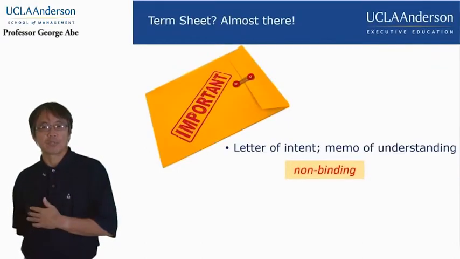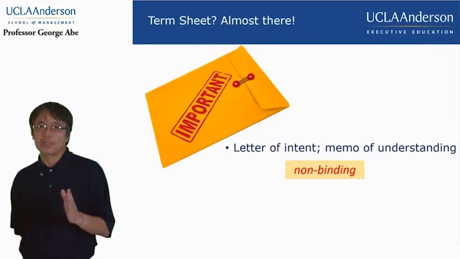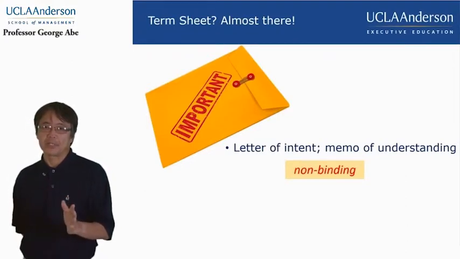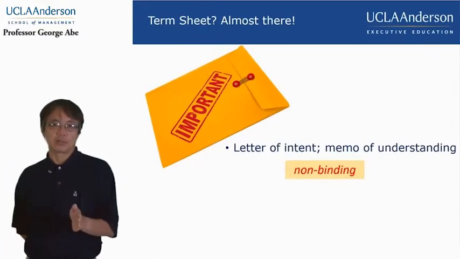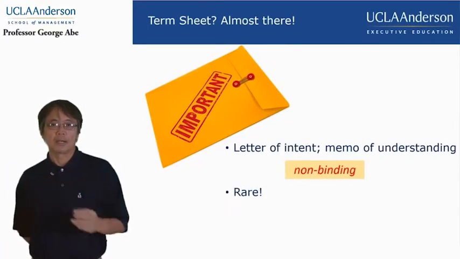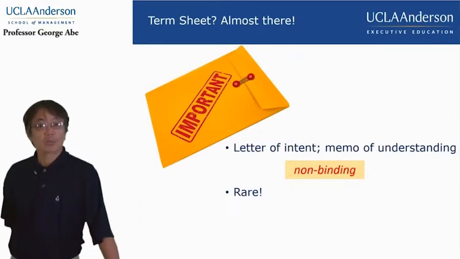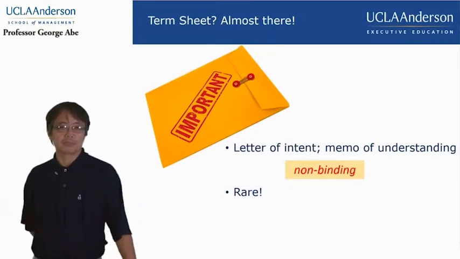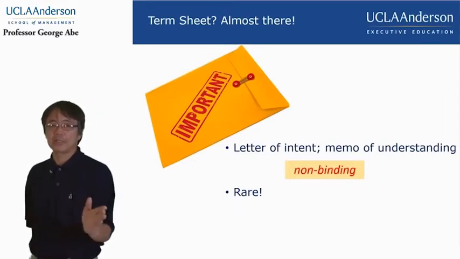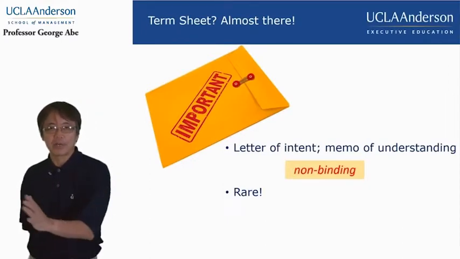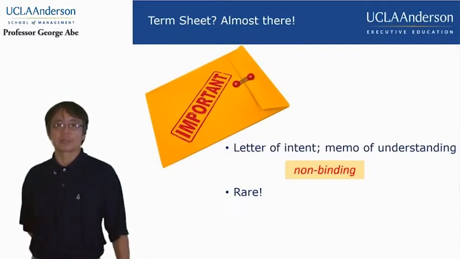Now, let's talk about term sheets. Term sheets means you're almost there. A term sheet is a non-binding letter of intent or a non-binding memo of understanding that outlines the terms of the deal. These are rare. It's tough to get a term sheet. Like I say, only 2% of potential companies even get an audience. And if you get an audience, your chance of getting a term sheet are less than 50-50.